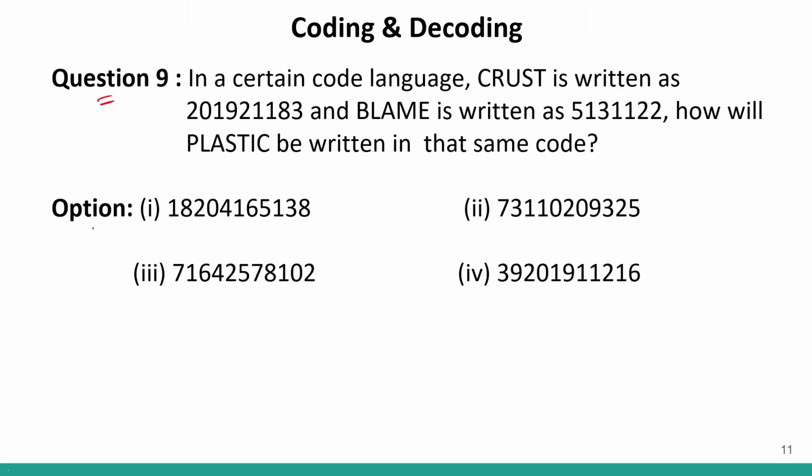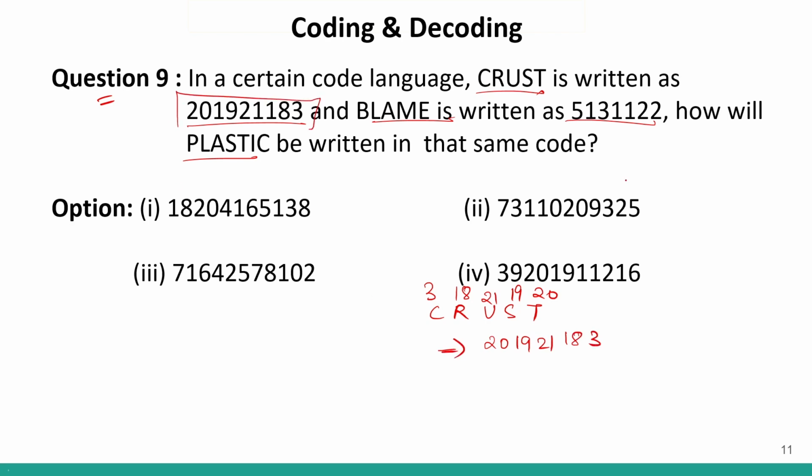Question number 9. Question number 9 says, in a certain code, crust is written like this, blame is written like this. We have to find the code for plastic. So crust, if I look at the forward ranks, this is 3, this is 18. For U it is 21, for S it is 19, and for T it is 20. If I write them in reverse order, 20, 19, 21, 18 and 3, I am getting the code, correct? This is the code. For blame also, let us check. For blame, the forward ranks are 2, 12, 1, 13, 5. And if I write them in reverse, it will be 5, 13, 1, 12 and 2, which is the code, correct? So for plastic, it would be the same thing.